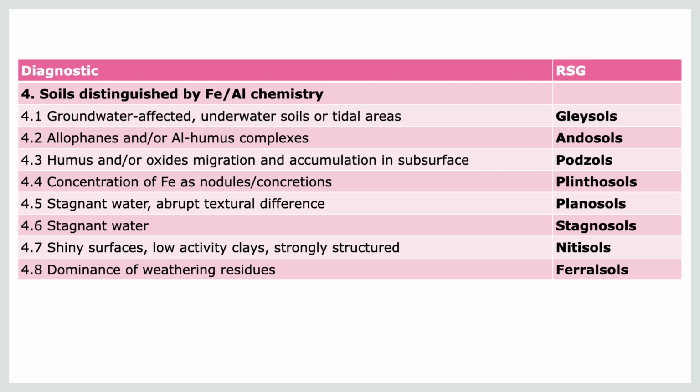We have some soils that express shiny surfaces like clay skins, clay features. They register low activity clays and they have a strong grade. This is the case of Nitisols. And we have some soils that express a deep weathering and leaching. In this case, we know the soils as Ferralsols.